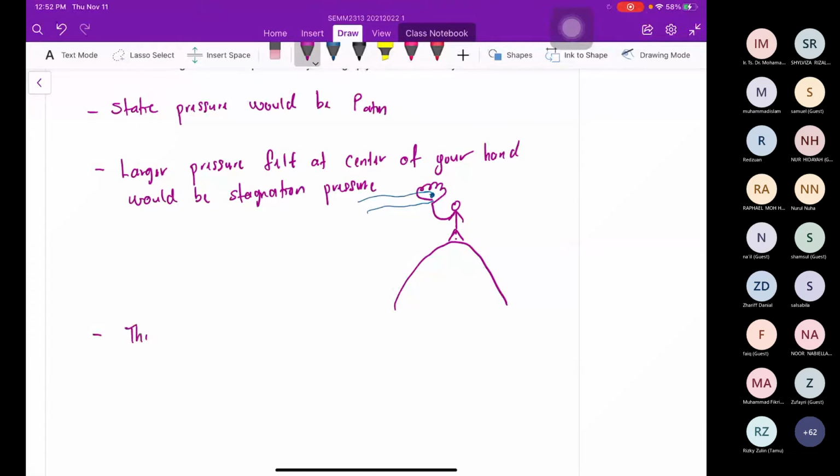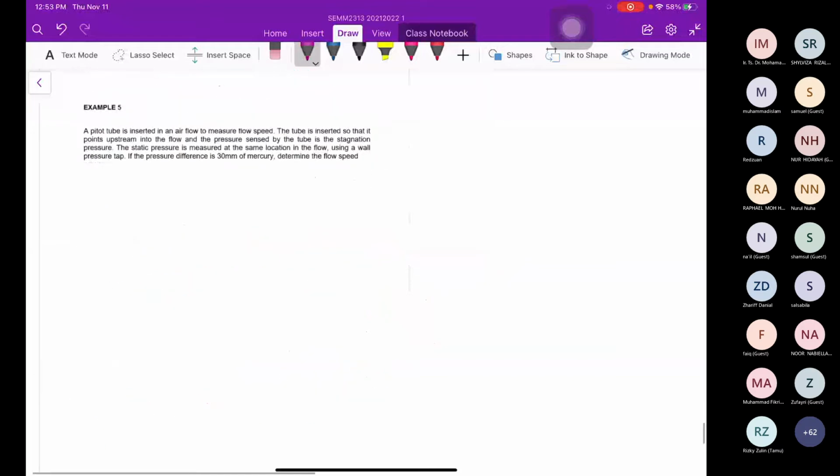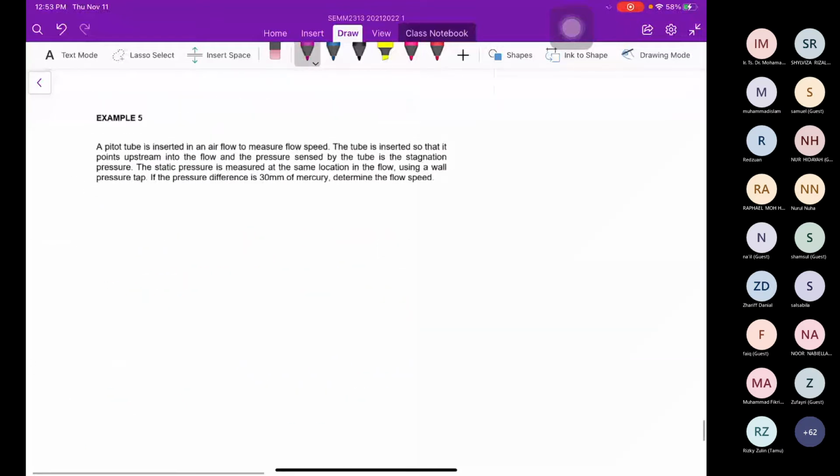The build up pressure will be the dynamic pressure. That means it builds up, increases and increases, and we call it dynamic. Finally, before we end our class, we do one example and then we close the session.